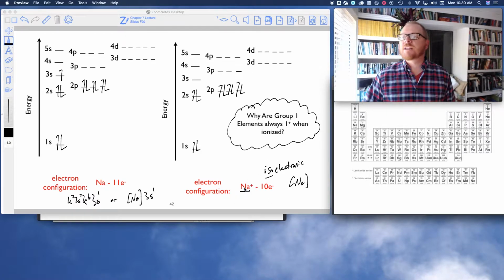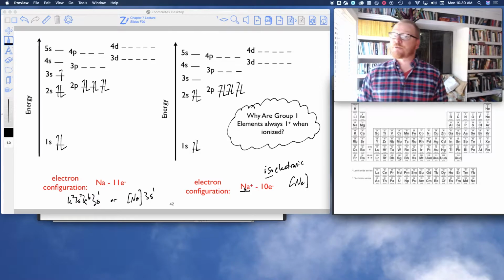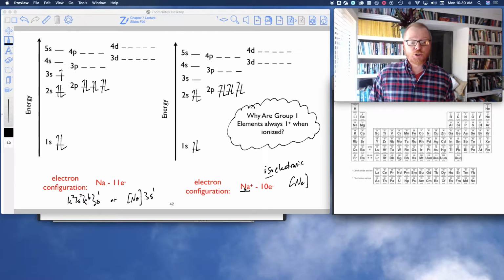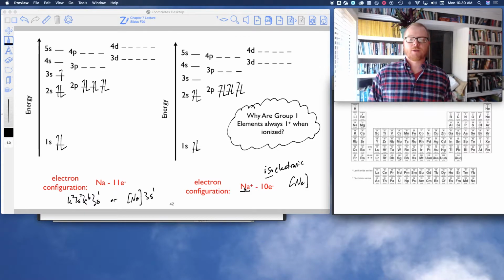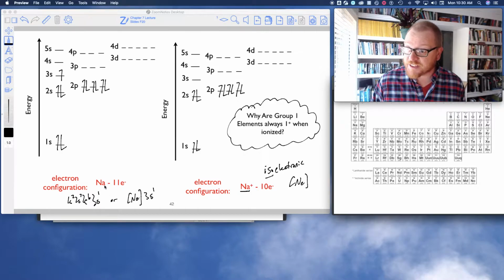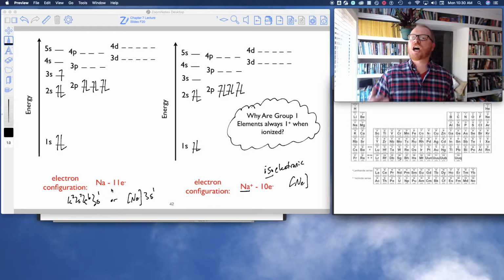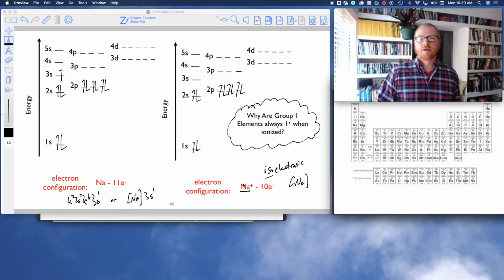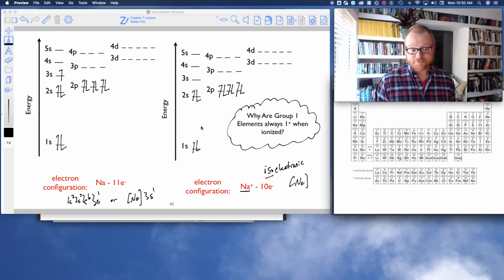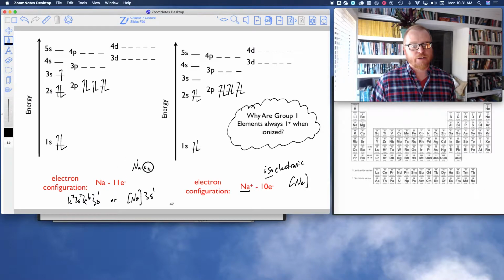So sodium loves being sodium plus. And if I relate this to our discussion of potential energy, right? Go back to the thermodynamics. Sodium as a metal has a ton of potential energy to become sodium plus. It really, really wants to become sodium plus because it will have the stable electron configuration of neon. So sodium as a metal just has a ton of potential energy.